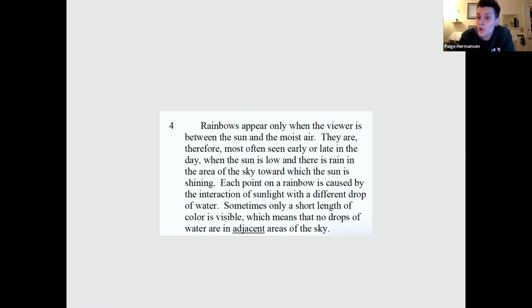We have an underlined word there, so we know they're going to ask us the meaning. If I were going to summarize this, I would say that where you are in relation to the sun and the moist air, because we know that that's necessary to refract the light, determines whether or not we see the rainbow. And that each point is a result of the interaction between water and sunlight. And so it seems like it's important that only a short length of color is visible.